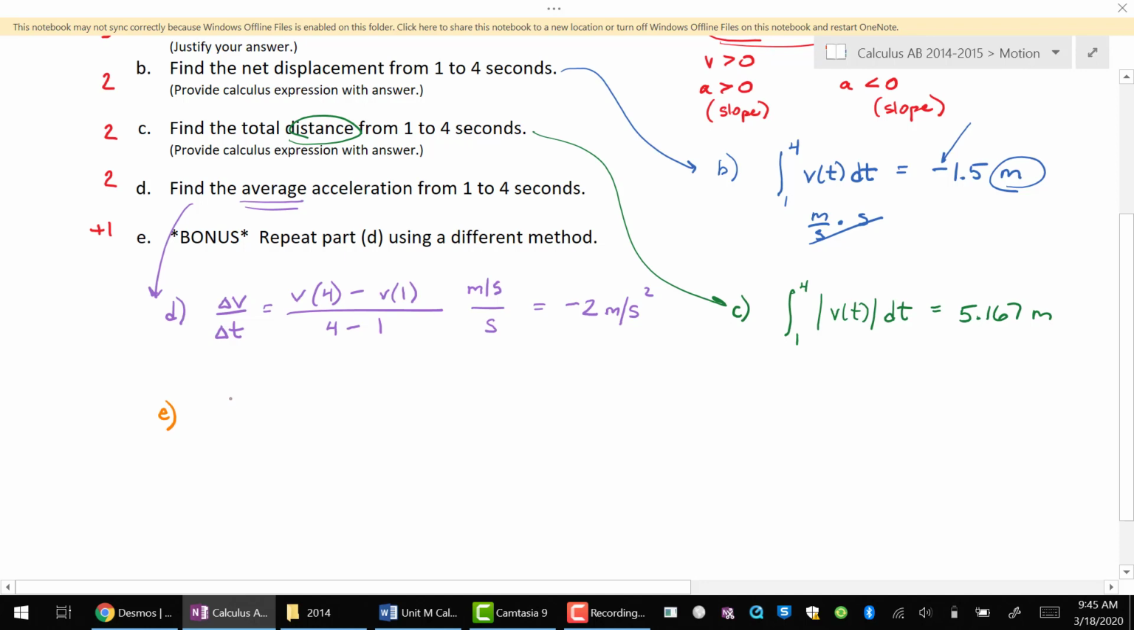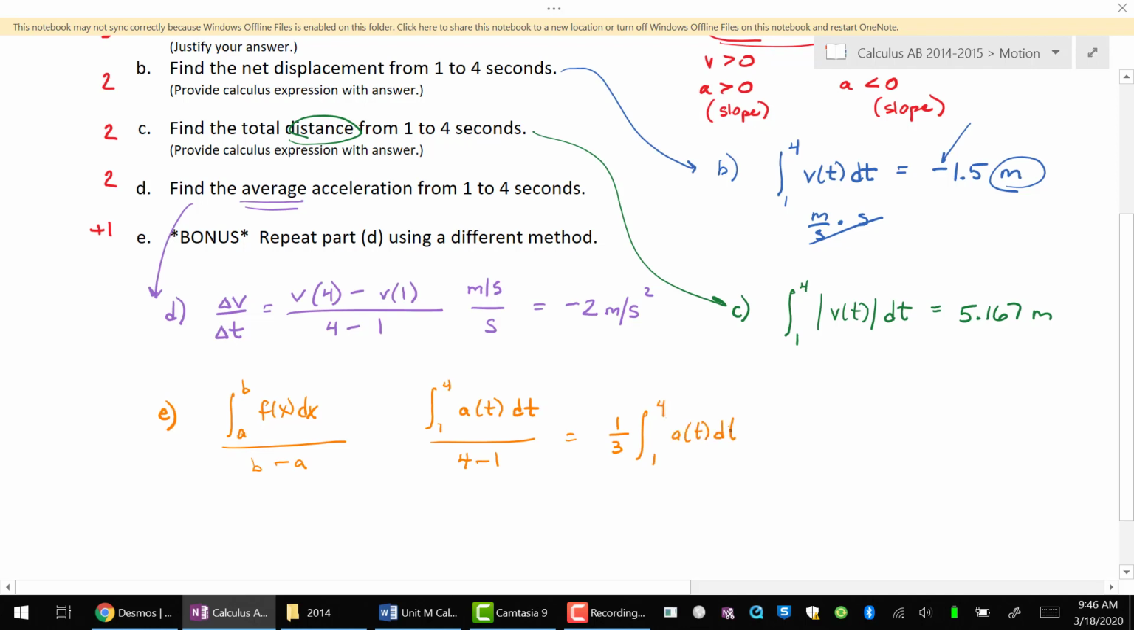Well, remember the average value formula in calculus. The integral of a function across bounds a to b divided by that interval. That's average value. Well, I want to find the average acceleration, so my bounds would be 1 to 4. The value I'm looking at is acceleration divided by 4 minus 1. Now 4 minus 1 is 3, and division by 3 I can write as 1/3 out in front of this integral here.